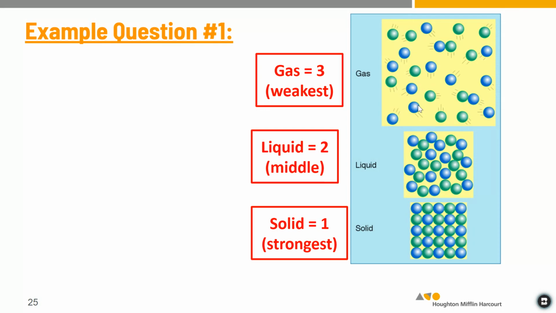So our strongest is going to be a solid. Because solids' particles are very close together, that means that they are going to have the strongest attraction to each other. Liquids are going to be in the middle. They're still close together, but not as close, so their attraction to each other is not as strong as a solid. And gases are going to be the weakest, because they have the most energy and they're always trying to move outwards or away from each other. So strongest is solid, weakest attraction would be your gas.